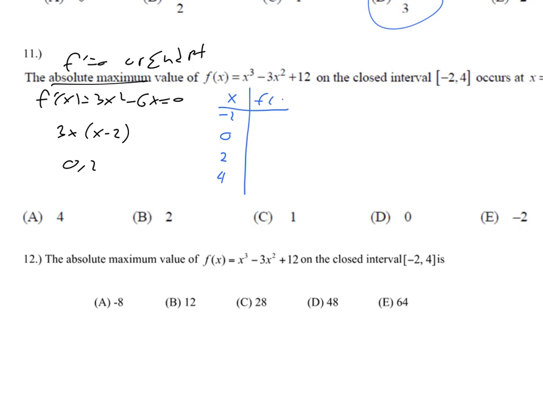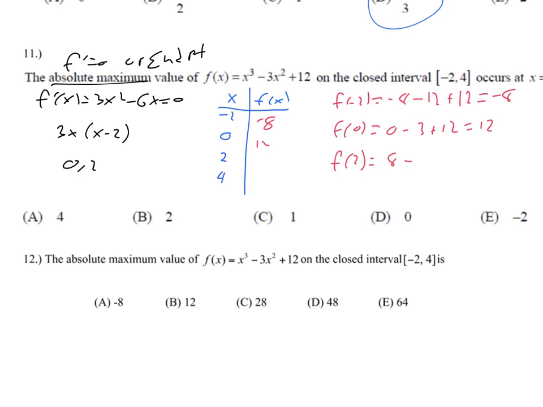And we're testing the y values because we want to know where the absolute maximum takes place. So f of negative 2. F of negative 2 is equal to negative 8 minus 12 plus 12, which is equal to negative 8. F of 0 is equal to 0 minus 3 plus 12, which is equal to 12. F of 2 is equal to 8 minus 8 plus 12. You are also equal to 12.